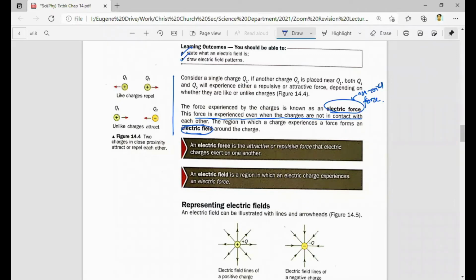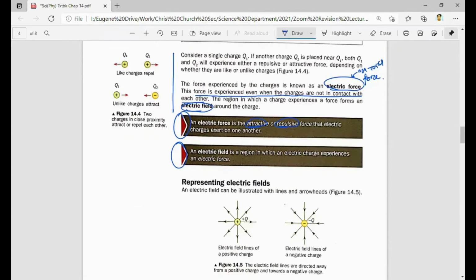So in terms of definition, it's actually over here. Electric force is the attractive or repulsive force that electric charges exert on one another. Electric field is a region, because it's a field, that's why it's a region, in which an electric charge experiences an electric force. So if you put an electric charge in an electric field, it will experience an electric force.